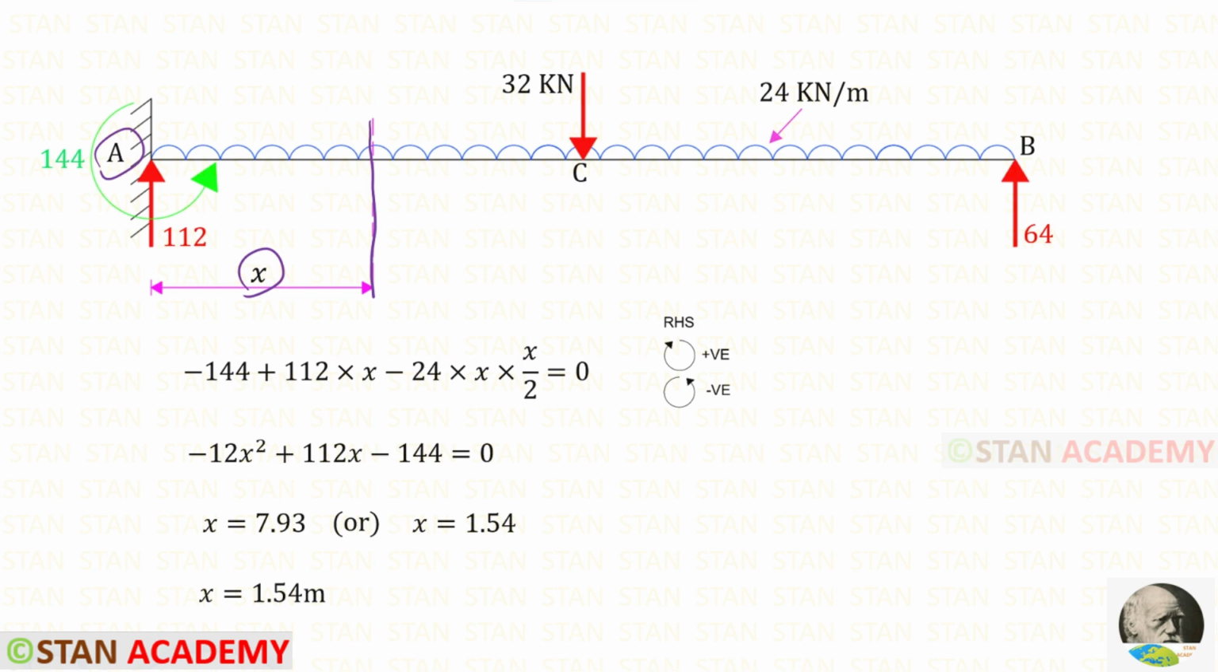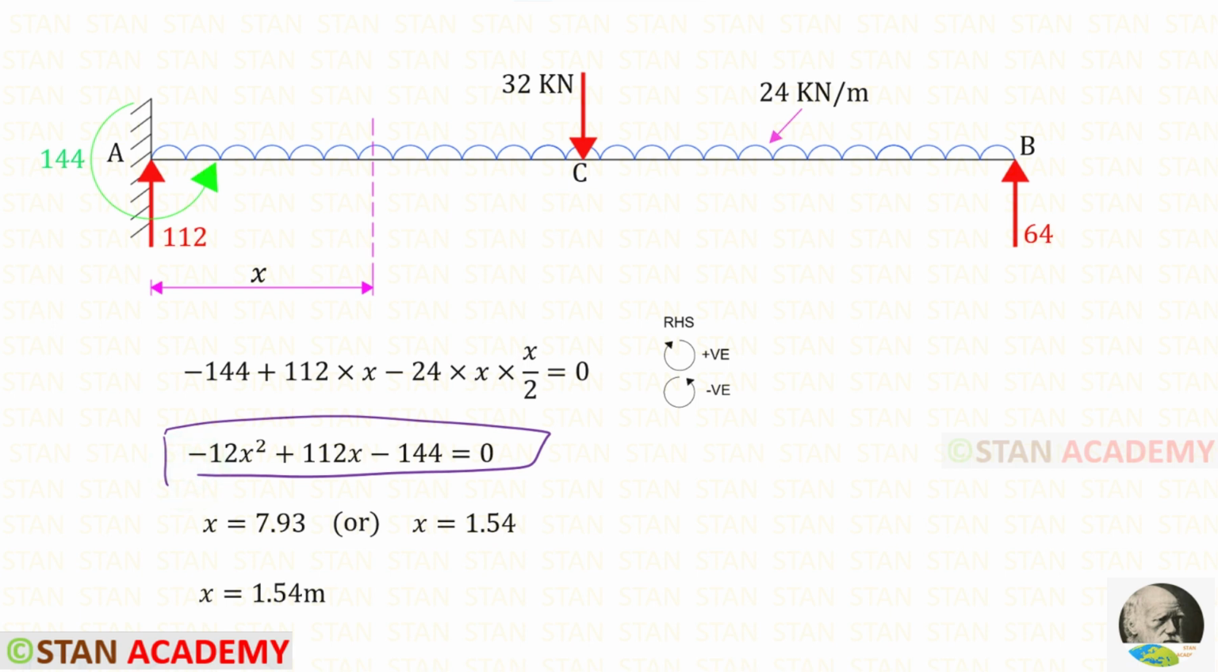Let us use the right hand side rule and find the moment. We know that it is 0. MA is acting in the anticlockwise direction, so it will be negative. RA is acting in the clockwise direction, so it will be positive and the distance is x. The uniformly distributed load is acting in the anticlockwise direction, so it will be negative. With the UDL, we have to multiply the distance and then the distance by 2. Then we will get this equation.